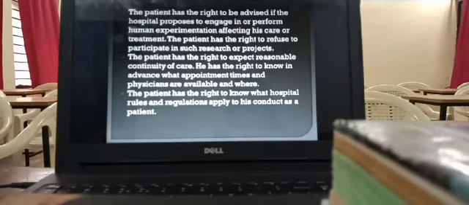The patient has the right to know what hospital rules and regulations apply to his conduct as a patient. So as I said earlier, the patient has the right to know about the rules of the hospital and the rights of the patients, and what conduct a patient should have. They have the right to know all those things.